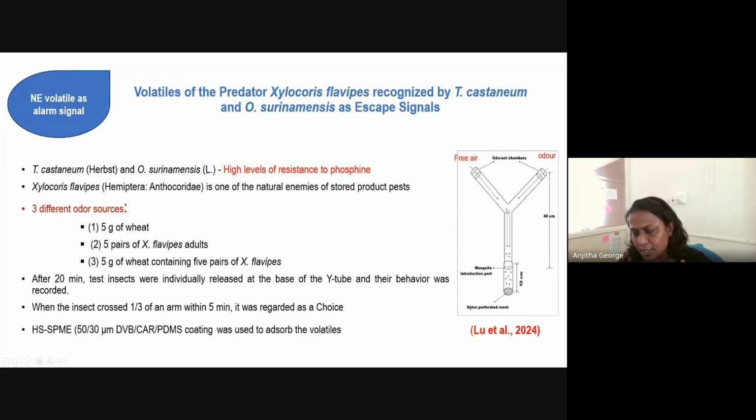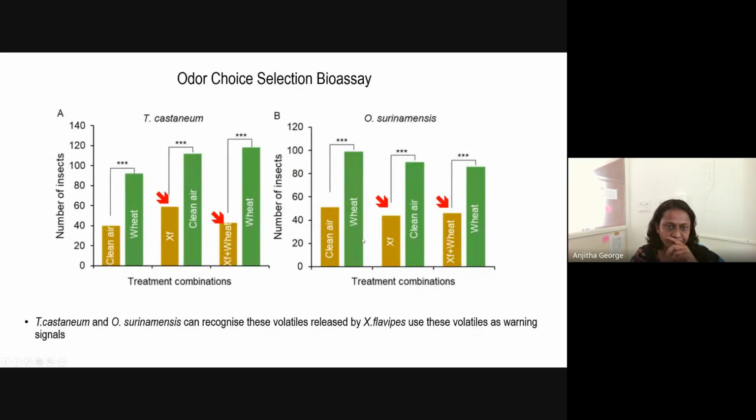It will reach the center, and here it will take a decision whether to move to the free air or the odor smell. This is how you confirm whether a particular compound is attractive or repellent. If an attractive compound is kept here, of course the insect will move to the right arm. If a repellent chemical is kept here, it will move to the free air because it doesn't like the repellent smell. So this is how we call it Y-tube olfactometer studies. We confirm the attraction or repellency of a particular chemical compound.